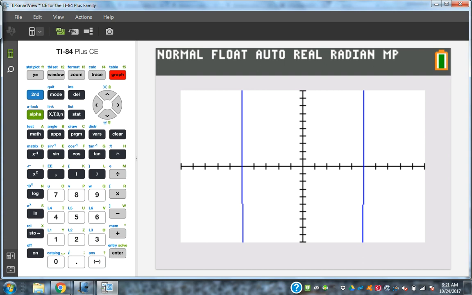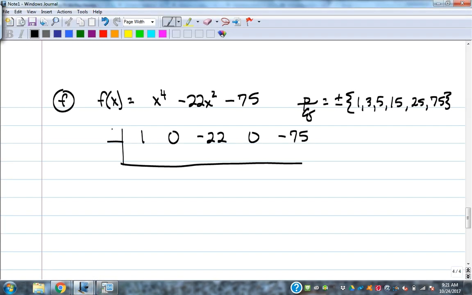That looks like -5 and +5. I'm going to try +5. So I'm going to hit trace, +5. Yes. So I'm going to run synthetic with a +5. 1, 3. What do you know? It works. Is that quadratic? The red line?